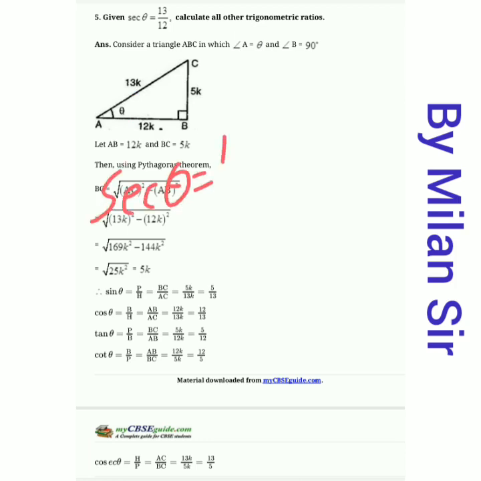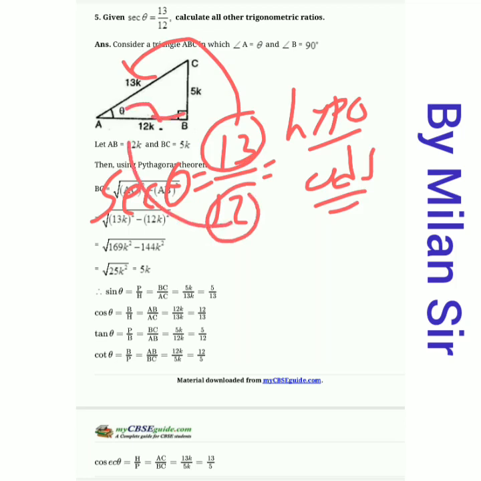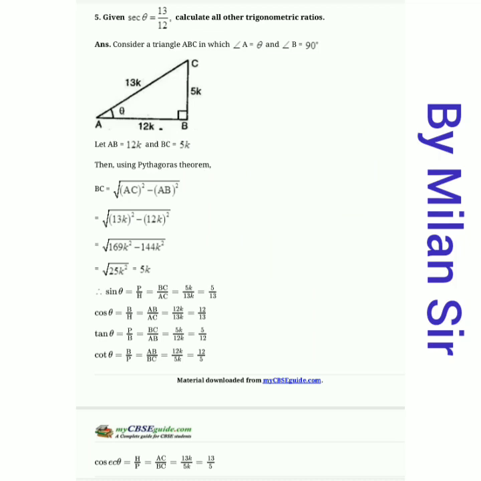What is the formula of sec theta? Hypotenuse upon adjacent. So give hypotenuse, that means AC is equal to 13k, and denominator adjacent. The adjacent side for theta is AB. So give 12k to AB, and find the third side BC by Pythagoras theorem.